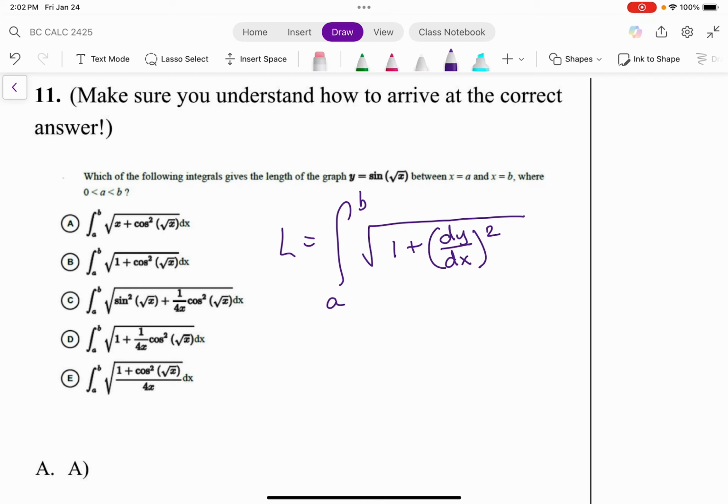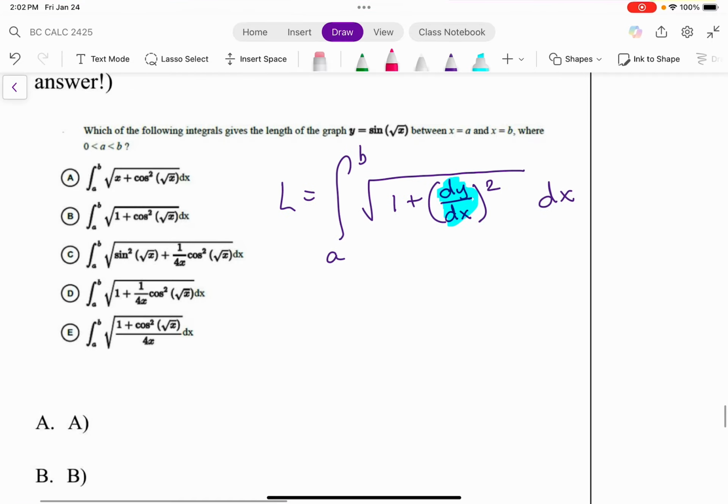So really, the heart of this problem is in figuring out what this is. Our function isn't that trivial, right? It's sine of root x. So we're going to have to use a chain rule. That's kind of the heart of the matter in this problem, to be honest. The formula is just, you should know the formula.